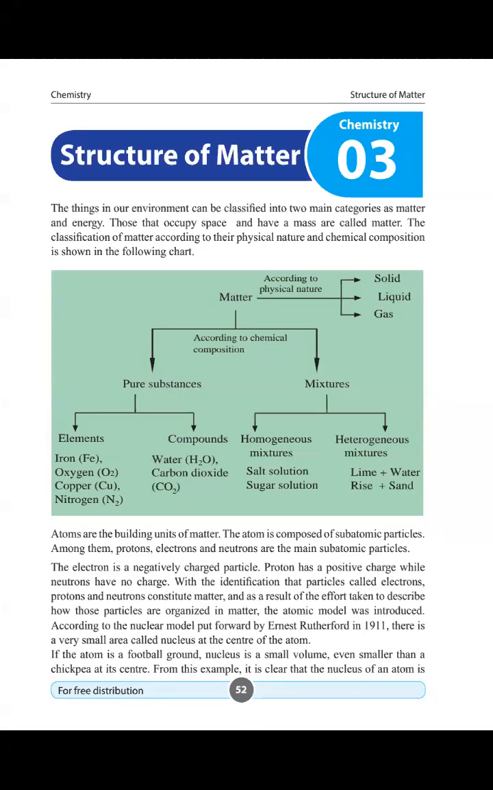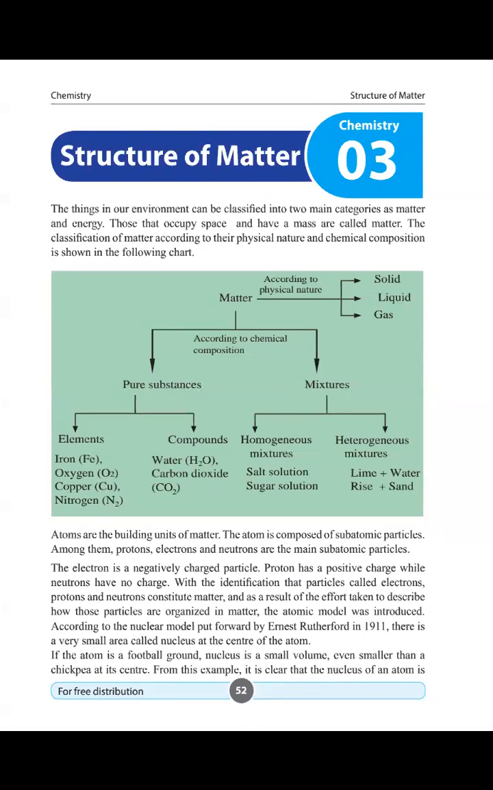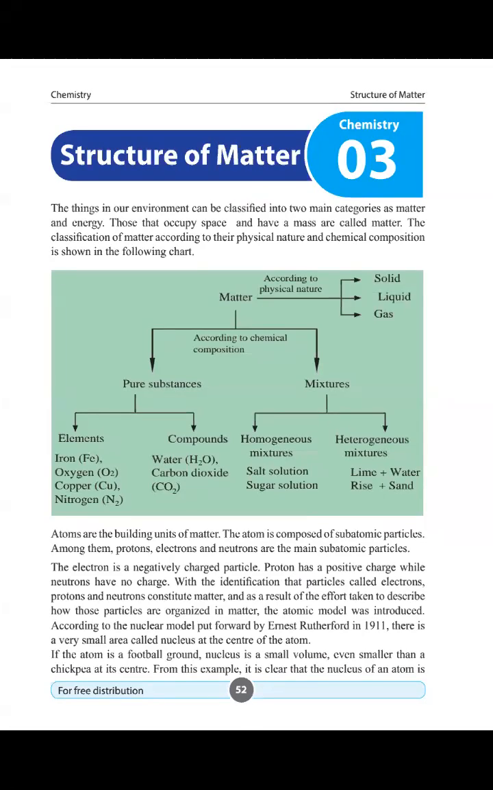Structure of matter. The things in the environment can be classified as matter and energy. Those that occupy space and have a mass are known as matter: solid, liquid, or gas. The classification of matter according to physical nature and chemical composition is summarized in the following chart.